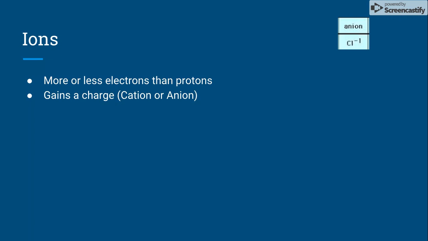One case of this is Cl-1. Chlorine usually has 17 electrons. However, when it has a -1 charge, that means it has 18 electrons. This is also called an anion when it is negative, and when it forms a positive ion, it is known as a cation.